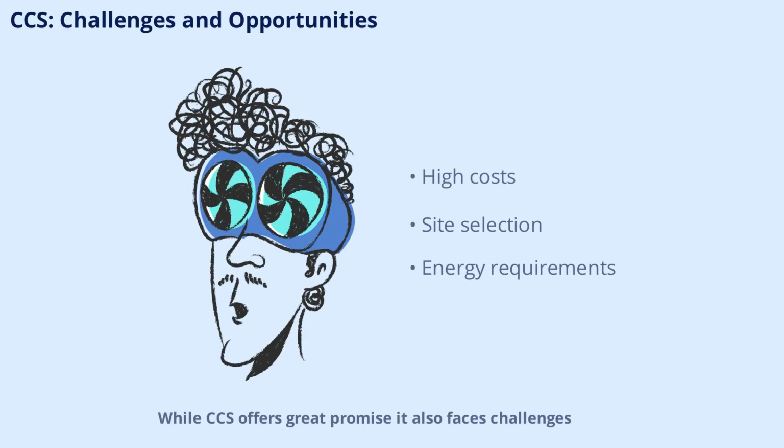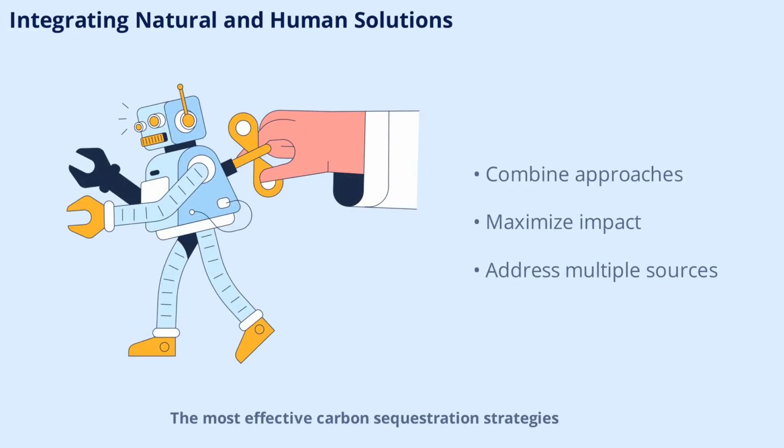While CCS offers great promise, it also faces challenges. These include the high cost of technology, the need for suitable geological sites, and the energy required for capture and storage. However, ongoing research and policy support are helping to overcome these barriers, making CCS an increasingly viable option for large-scale carbon management. Most effective carbon sequestration strategies combine natural processes with human technologies. By protecting forests, restoring wetlands, and deploying CCS, we can address emissions from multiple sources. This integrated approach maximizes our ability to reduce atmospheric CO2 and slow climate change.